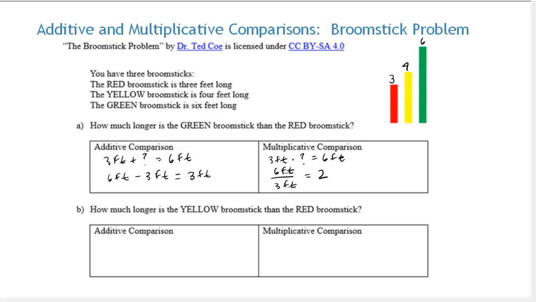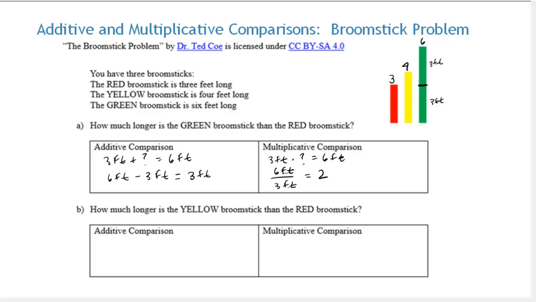Now let's see why this is with the picture. Here's 3 feet. So if this is 3 feet, this is 3 feet since the total is 6 feet. So the green is 2 times longer than the red.